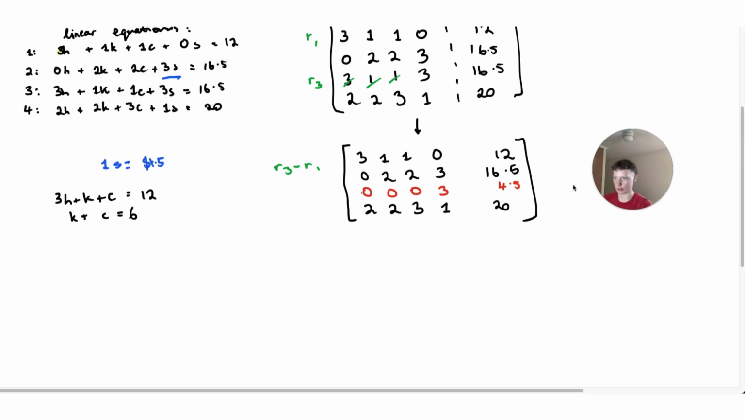Our third equation is solved, so we use that to find just S equals 1.5. And then our bottom equation is going to be 2H plus 2K plus 3C, plus our 1.5 equals 20. We can simplify that to equal 18.5.